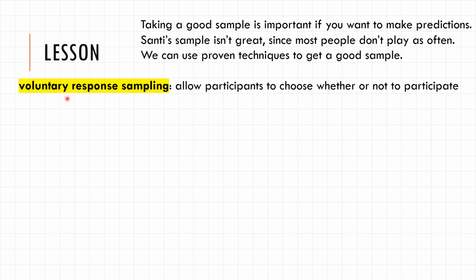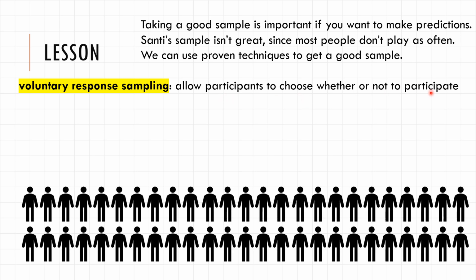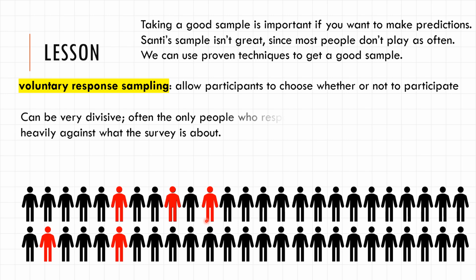Next up is voluntary response sampling. In voluntary response, you allow participants to choose whether they want to answer or not. So you still might end up getting a random number of people that answer your survey, but you typically would only get people who really have strong opinions. Voluntary response can be very divisive.